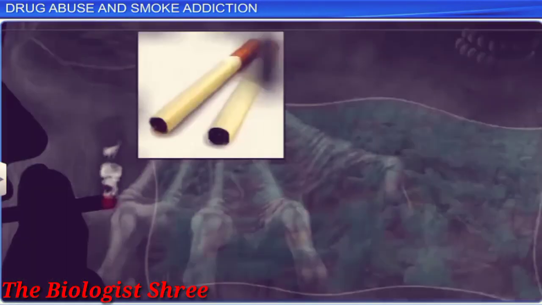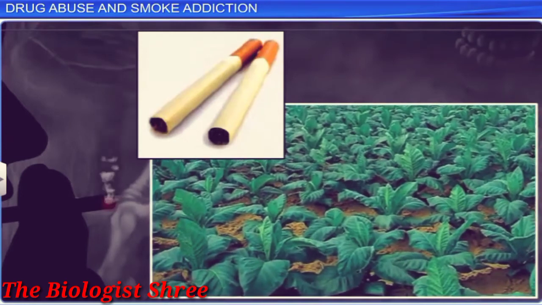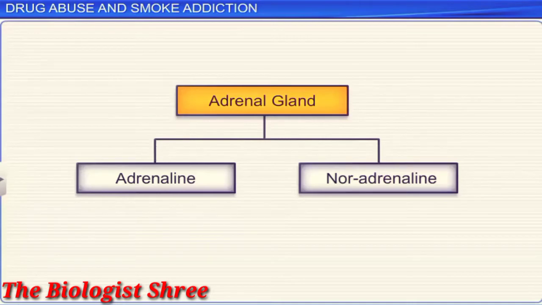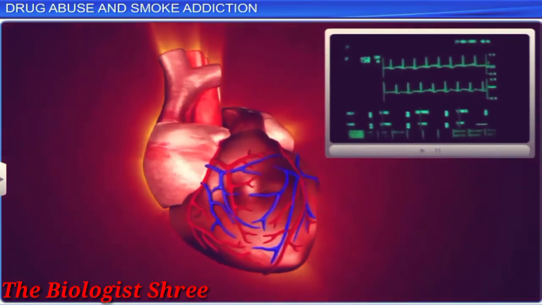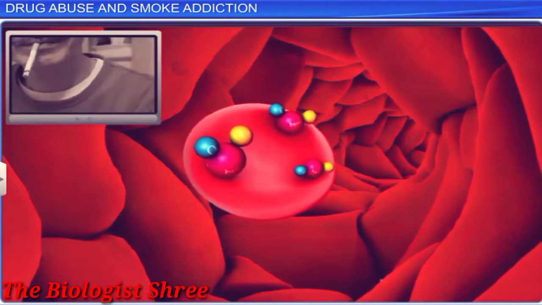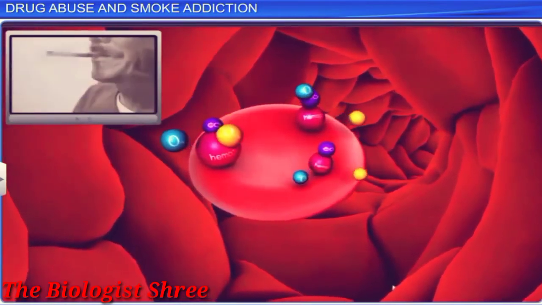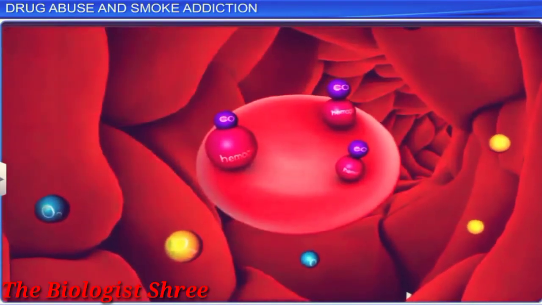Like drugs, tobacco too has chemical substances such as nicotine that cause addiction. Nicotine stimulates the adrenal gland to release adrenaline and noradrenaline hormones, which result in increased heart rate and blood pressure. Smoking tobacco also increases carbon monoxide, or CO, in the blood, thereby reducing the content of heme-bound oxygen and causing an oxygen deficiency in the body.